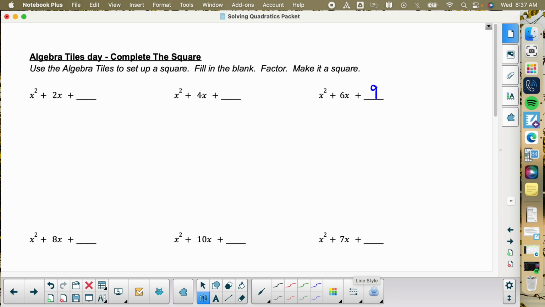And the reason it's gonna be a 9 is because this would allow us to factor this into x plus 3, x plus 3.